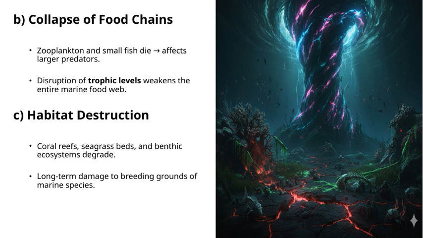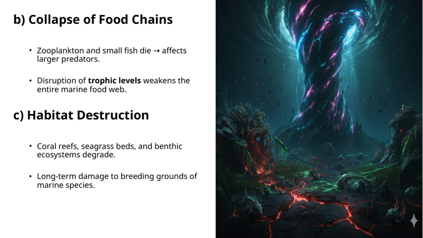When zooplankton and small fish die off, it doesn't just affect those tiny creatures. It has a ripple effect that impacts larger predators higher up the chain. This kind of disruption at the base weakens the entire marine food web because each level depends on the level below it. Without a stable foundation, the whole system becomes fragile and more vulnerable to collapse.